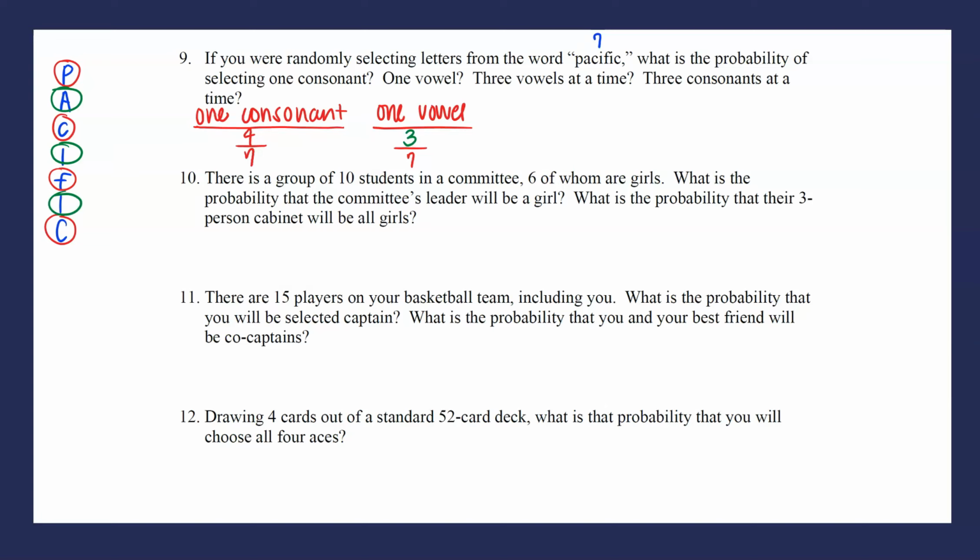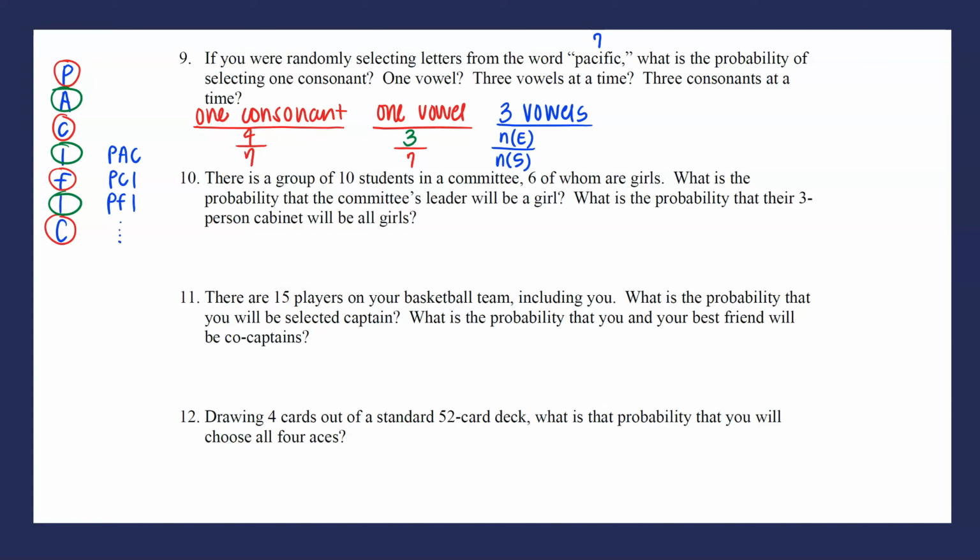Now 3 vowels at a time. This question is slightly different because now we are not doing a single selection, we are doing a multiple selection. So I want there to be 3 vowels at a time. If the probability is the number of ways the event can happen over the number in my sample, I need to know, first of all, how many different ways can I select just 3 letters from the word Pacific at the same time. For example, I can pick PAC, I can pick PCI, I can pick PFI, etc.